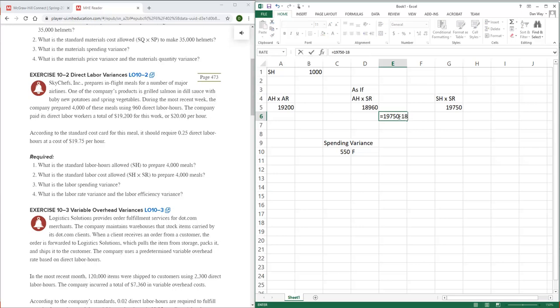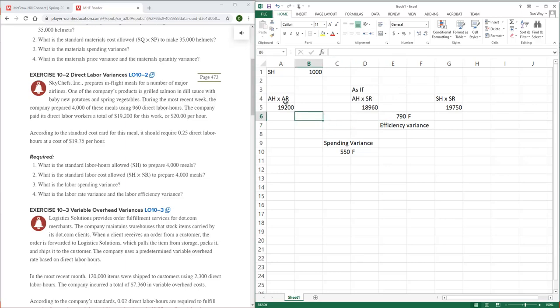19,750 minus the 18,960, or $790. And the as-if is lower than the flex, so we'd say that's a favorable variance. Again, this was our efficiency variance. Make sure we label it.